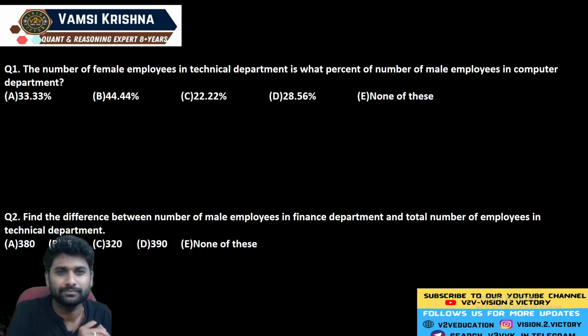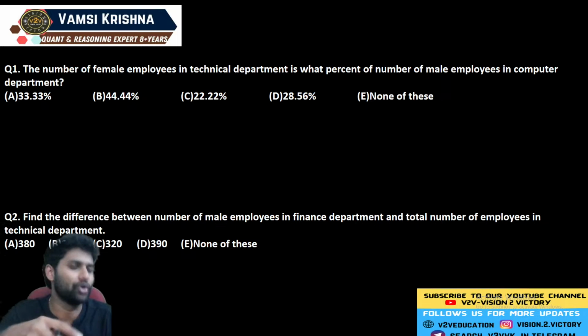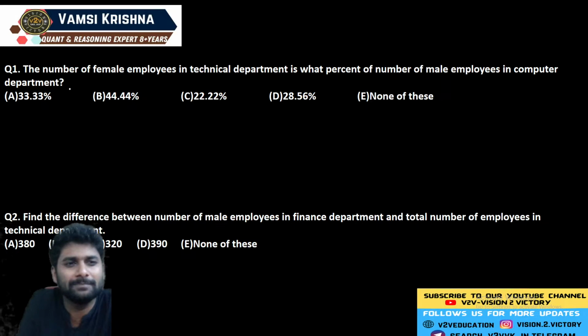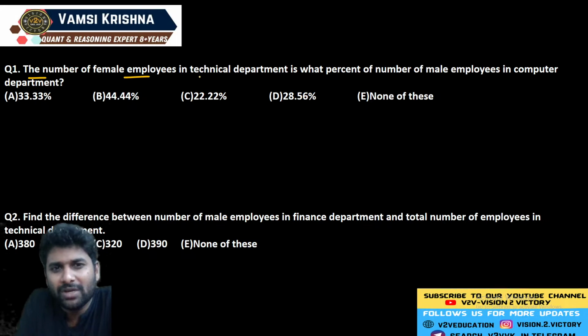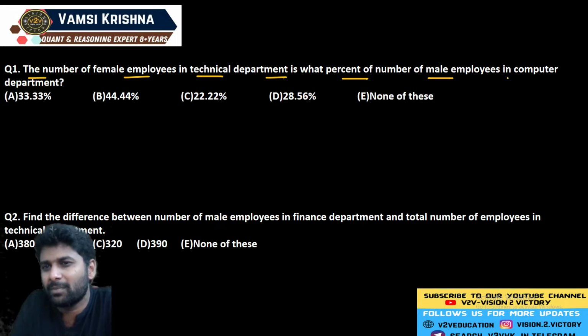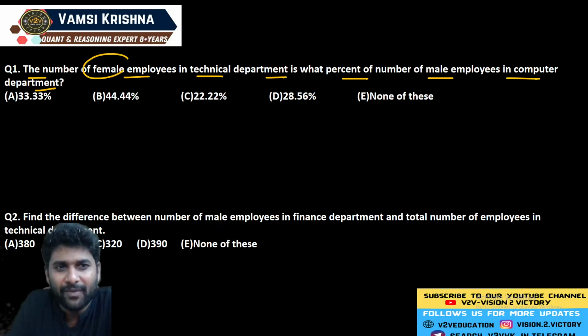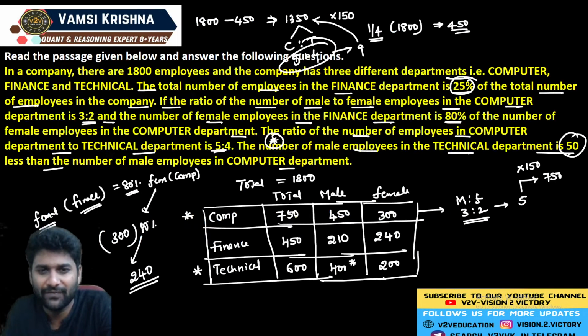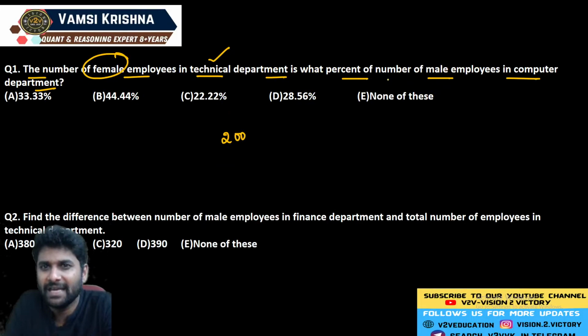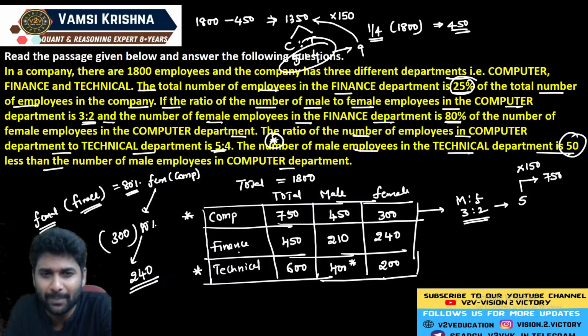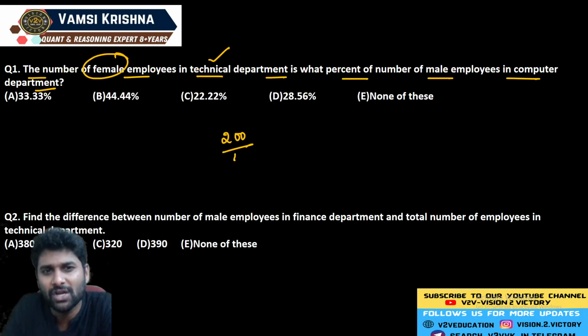Now let's check with the questions. Question number one. Once you get the data, you can solve the questions, guys, because everything depends on the table only. Try to understand this question. The number of female employees in technical department is what percentage of the number of male employees in computer department? Female in technical is exactly equal to 200. Male employees in computer is 450. Means 200 is what percentage of 450.